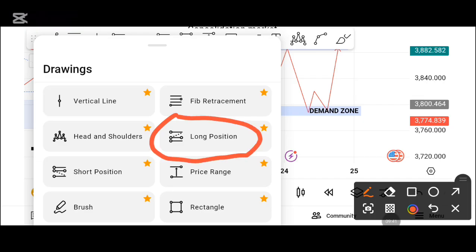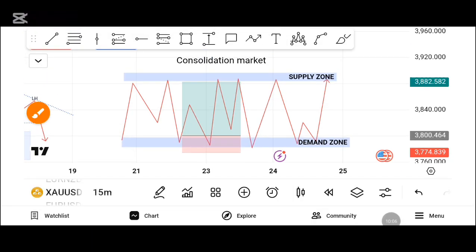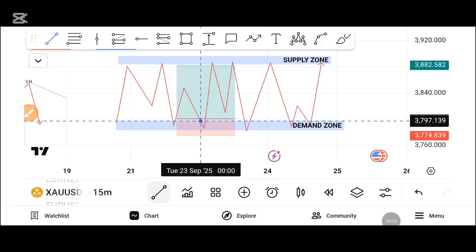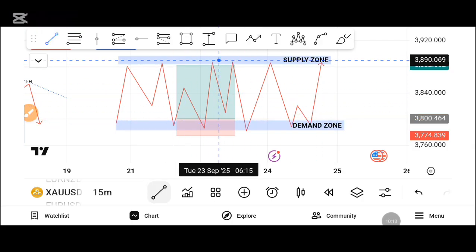Long position. This is my long position and also my short position. These are used in the market for buying and selling. If you want to buy, you bring out your long position, which is this one here, and if you want to sell, you bring out your short position, which is this one here. So in this case, this is my long position and I want to be buying from a demand zone here, targeting my supply zone here.